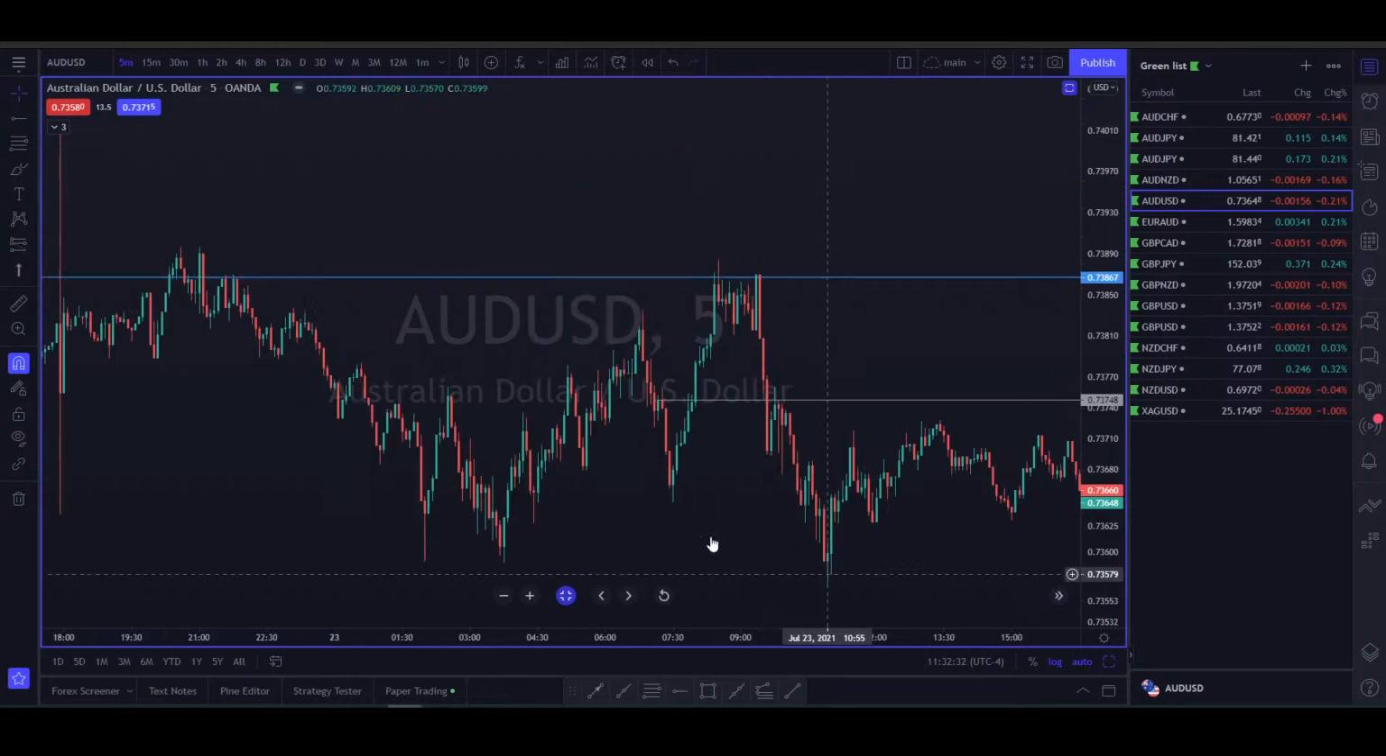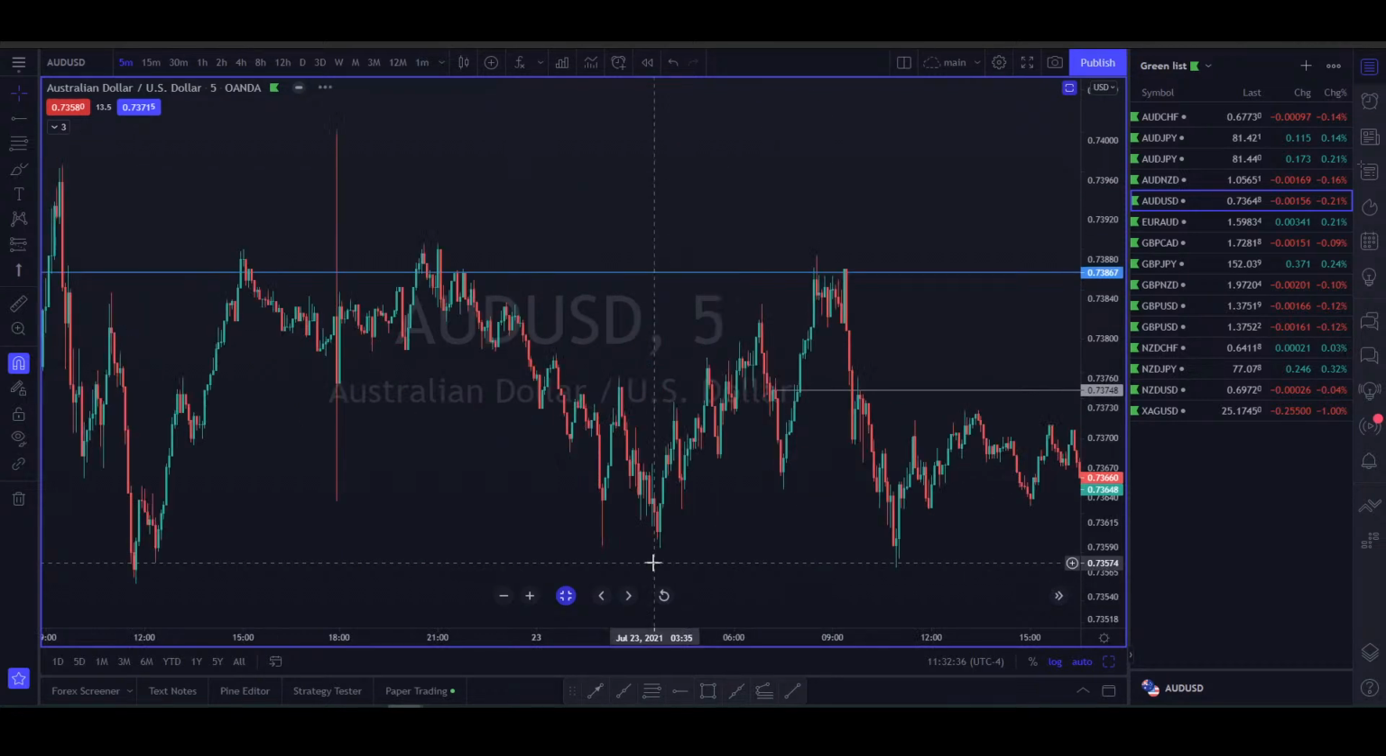And it did take out low of day. Down here is low of day. That would have been your target, right? And boom, low of day breached, target taken off. And then for the rest of the day, what did it do?